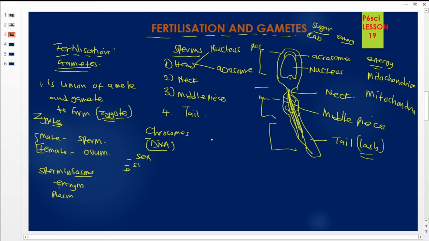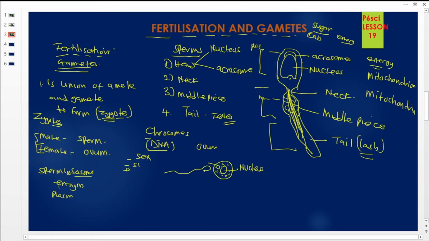And remember, we said the sperms are produced by the testes. Then let us look at the ovum. This ovum has the egg membrane. Inside the egg membrane, we have the polar body. Then it has a big nucleus, then it has the cytoplasm there. So this is the ovum, and this is the sperm.